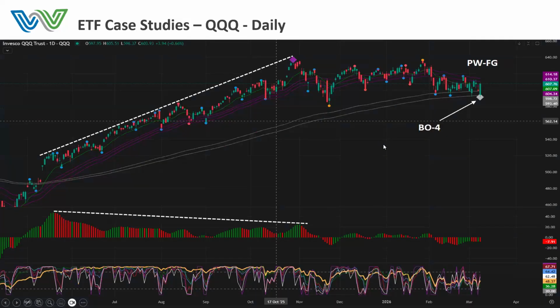This is the QQQ. We got the same pattern. Now, what's interesting here is we did have multiple divergences from here all the way up to here, starting from this peak. You have to start from the previous peak. And then the way these colors work, purple is the biggest swing move, followed by gray, followed by yellow, and then red and blue.